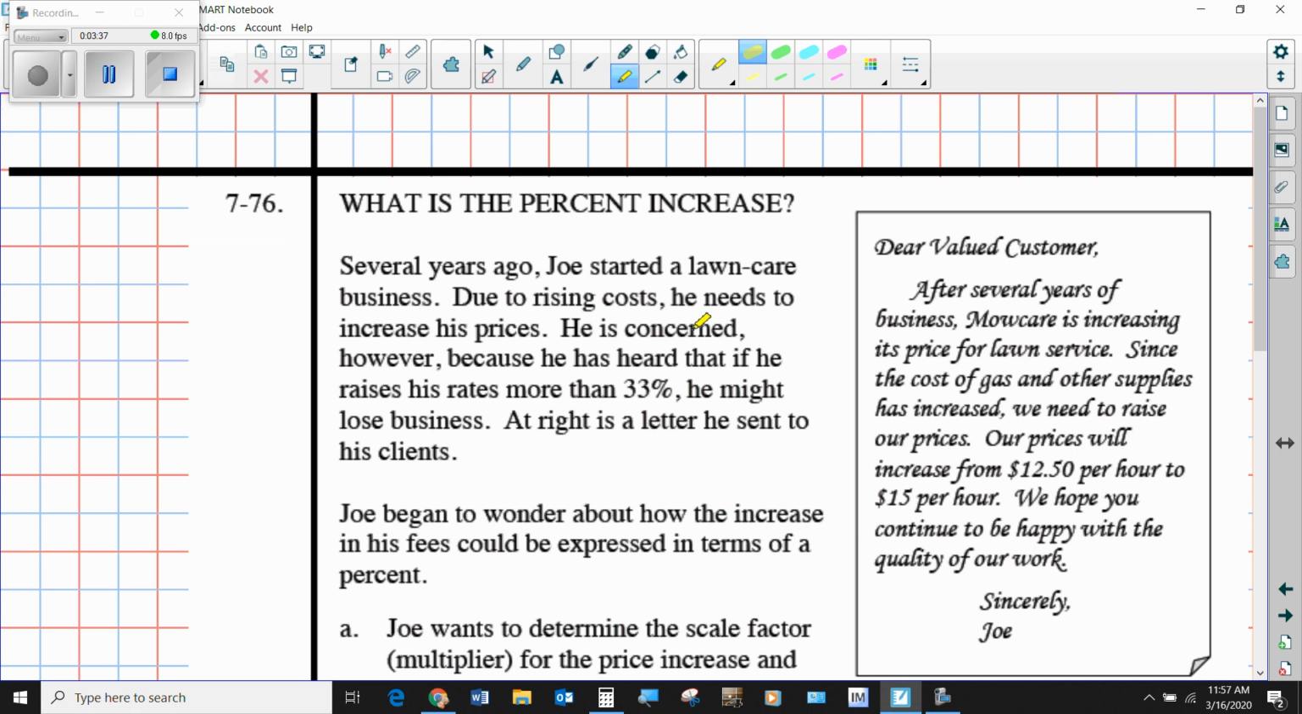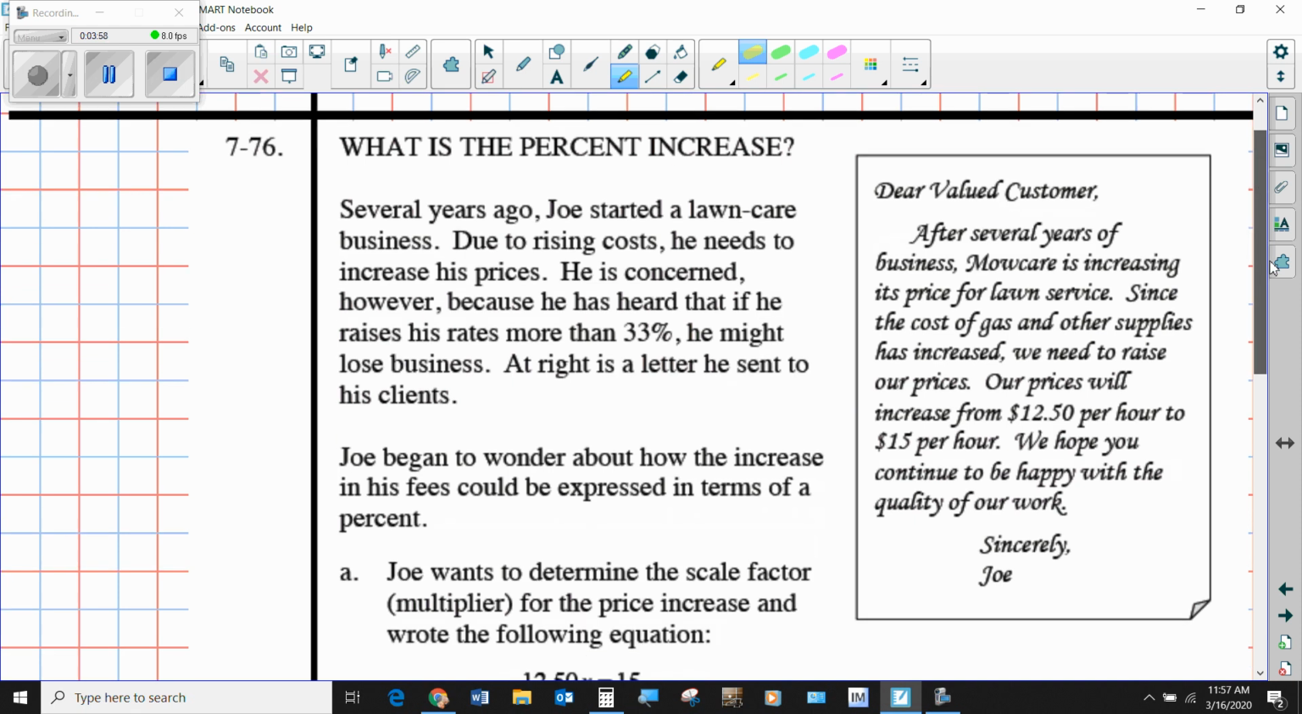Okay, I'm going to pause for a second. Actually, I'm not going to pause. I suggest you pause and read through everything that is in this paragraph here and this letter here from Joe. Once you've done that, we'll come back and we'll start working through the problem. Okay, I'm assuming you paused, you read everything, and you're back.